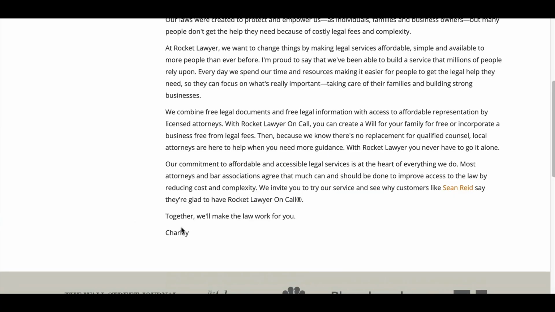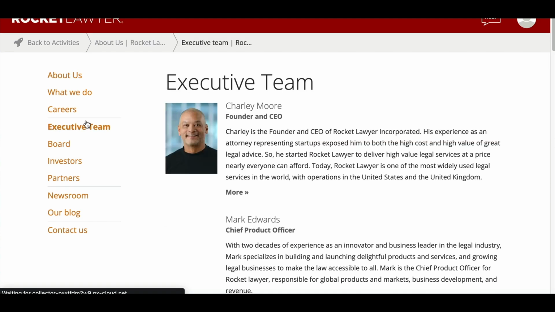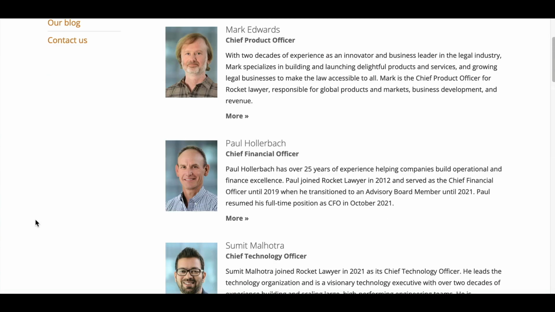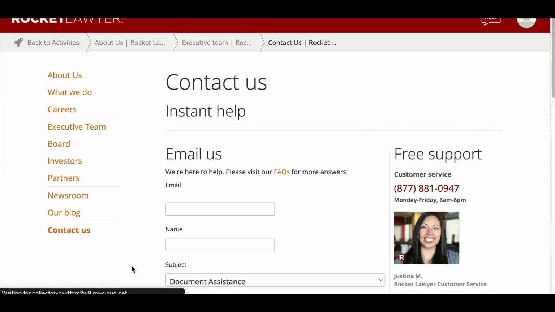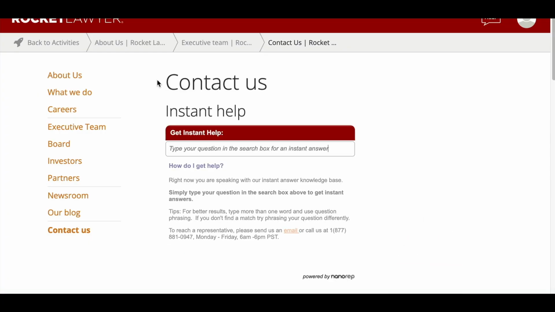I don't know who Charlie is, the owner, the founder and CEO. So the founder and CEO is an attorney. That's what Esquire means. I haven't actually used Esquire after my name in a very long time. Here you can actually see who their executive team is, their board of directors. So it's great that you can see pictures of people. I really like it when companies show who the owners are, who the executive team is, etc. They have investors, you can contact them, etc. So RocketLawyer is a legitimate business, and they're in San Francisco.